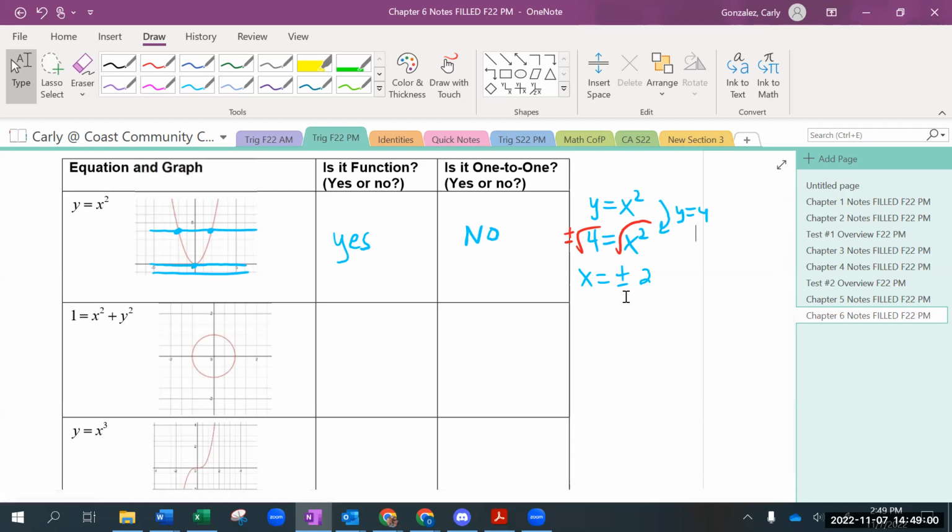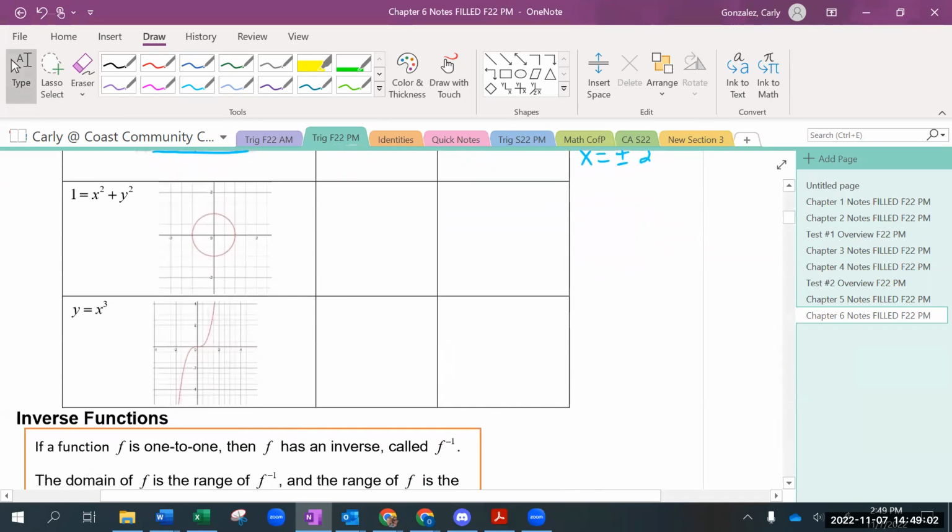All right. Next, let's look at 1=x²+y². Here we have an equation of a circle of radius 1. The first thing we need to do is decide if it's a function. That would mean it has to pass the vertical line test. You can see there are many vertical lines that pass through our graph more than once. So right away, it fails the vertical line test. So it's not a function and therefore cannot be a 1-to-1 function, because 1-to-1 functions are just a subset of our functions.